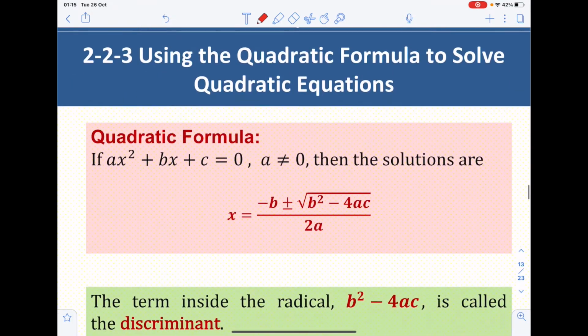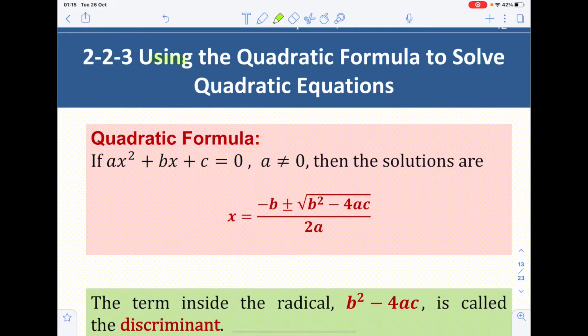Okay, now we have how we use the quadratic formula to solve quadratic equations. So in case you are not able to do the factoring, or to use the square root method, or any of the methods that we took previously, you can always choose this method, which is the quadratic formula. The quadratic formula gives you the solution directly. So x = (-b ± √(b² - 4ac)) / 2a.